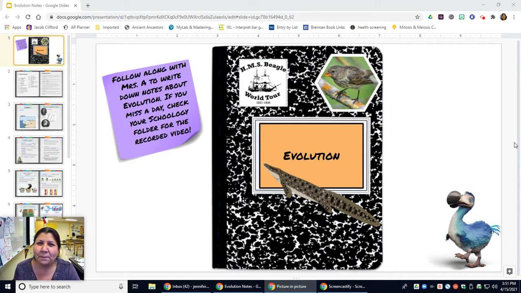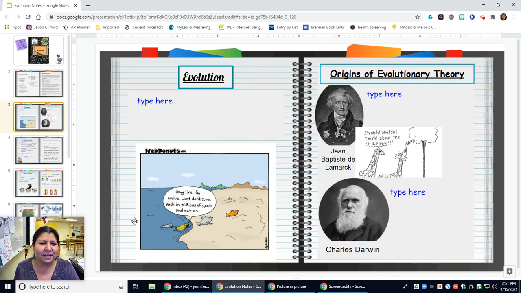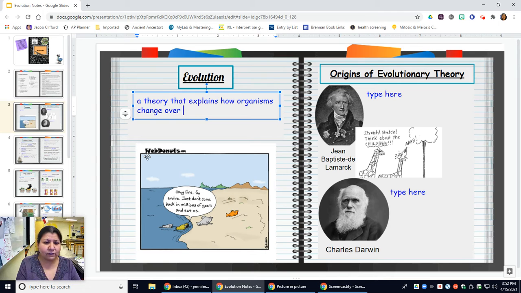So first off, we're going to open up our notebook. And just as always, you have your vocab list and your learning objectives on your second slide. So let's go ahead and talk a little bit about what evolution actually is. Okay, so for evolution, what we're going to do is put some of our definitions here. I'm going to get my notebook out so that way I know exactly what I'm going to write. So for evolution, we know this is a theory that explains how organisms change over time with adaptations.